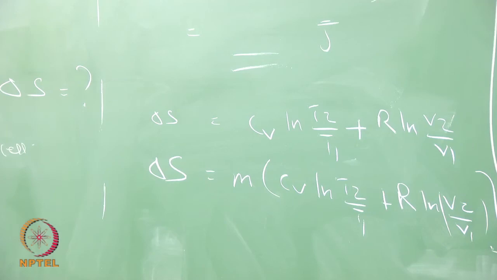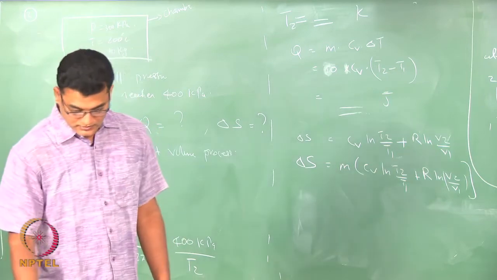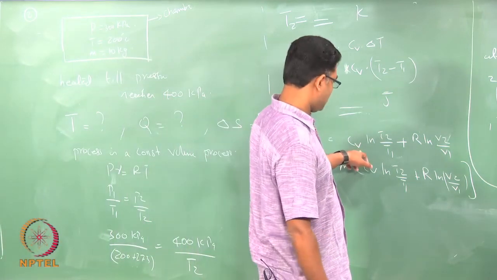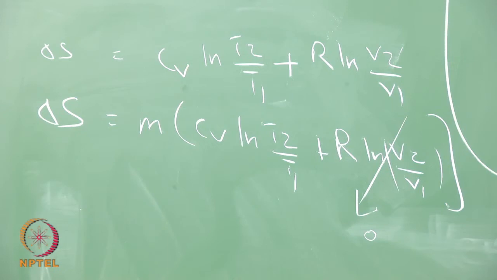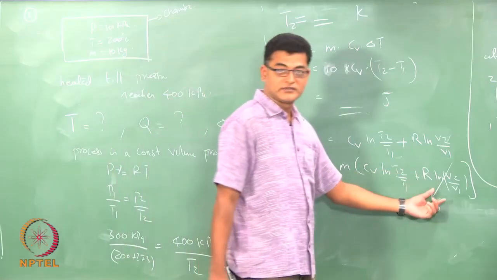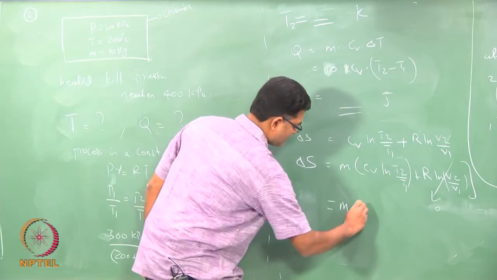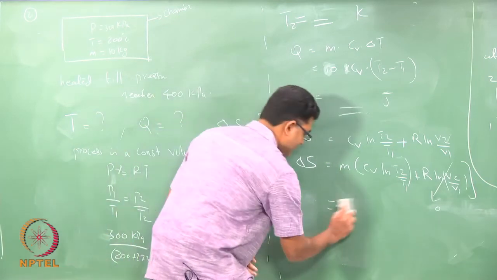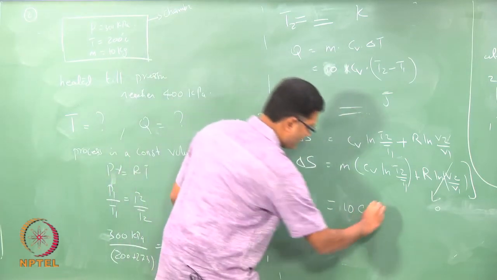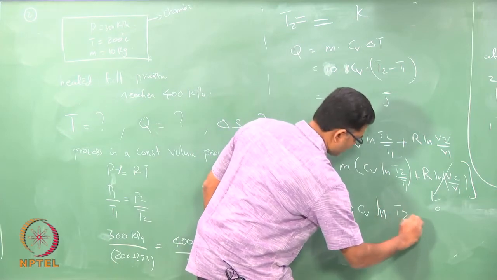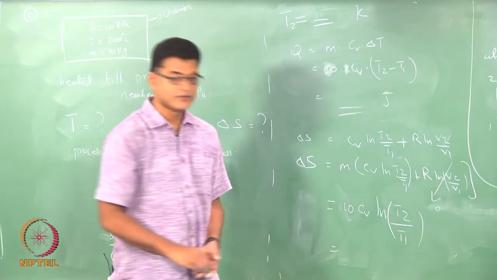Since it is a constant volume process, V1 and V2 are same, so this would cancel out, and what is left is this. So, that would be your, so M is 10, appropriate Cv ln, whatever value you get for T2 by T1. Okay.